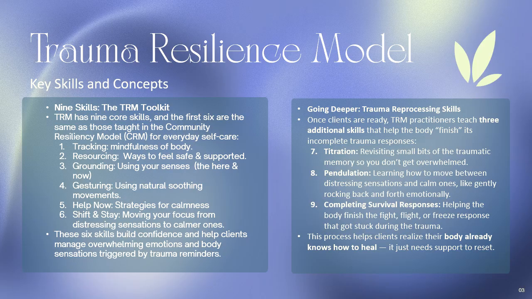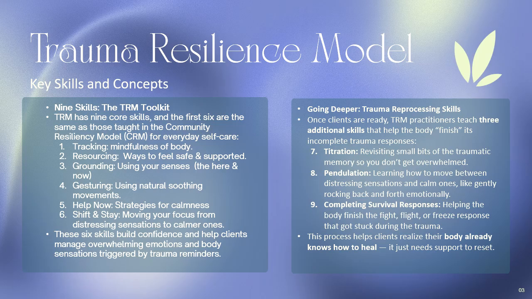Then the sixth skill is called Shift and Stay, moving focus from distress to calm. Shift and Stay teaches how to move attention away from uncomfortable sensations toward more pleasant or neutral ones, then stay with the calmer state long enough to let it settle in. For example, shifting focus from tightness in the chest to warmth in the hands. Over time, this builds resilience by training the nervous system to linger in regulation instead of distress.